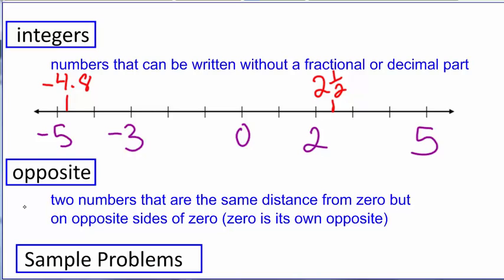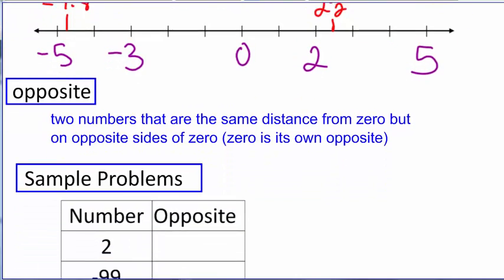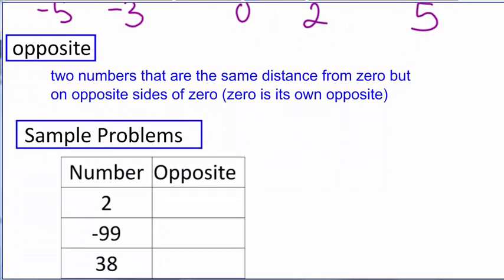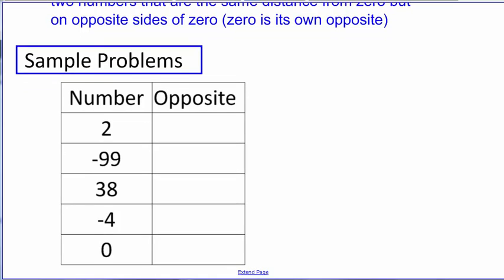An opposite are two numbers that are the same distance from 0 but on opposite sides of 0. And 0 is its own opposite. So let's look at some samples here. If I have 2, its opposite is going to be negative 2. If I have 99, its opposite will be positive 99. 38 will be negative 38. Negative 4 will be positive 4. And 0 is its own opposite.